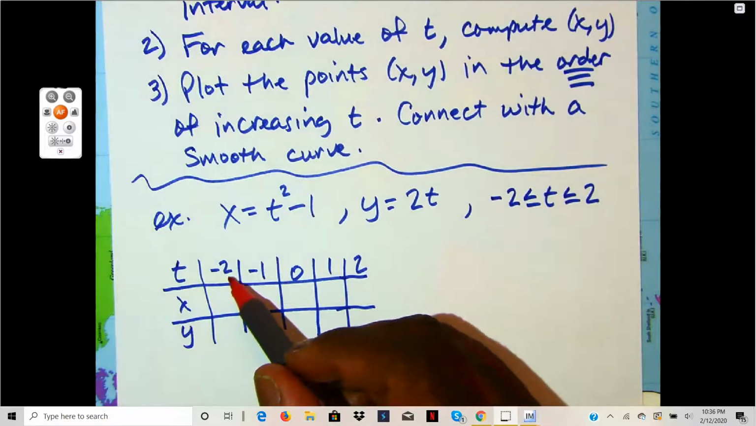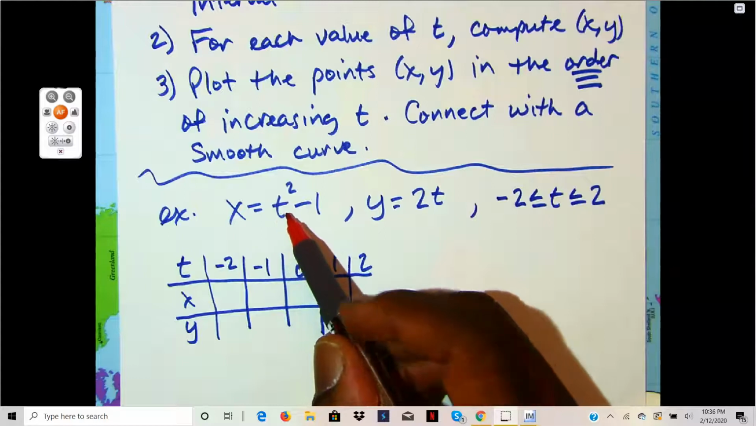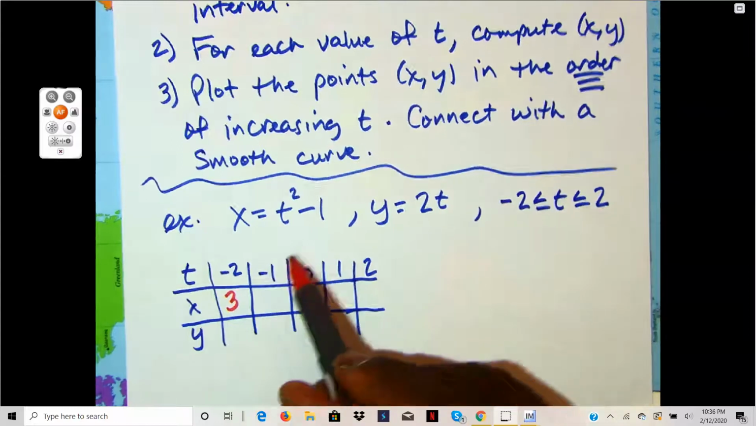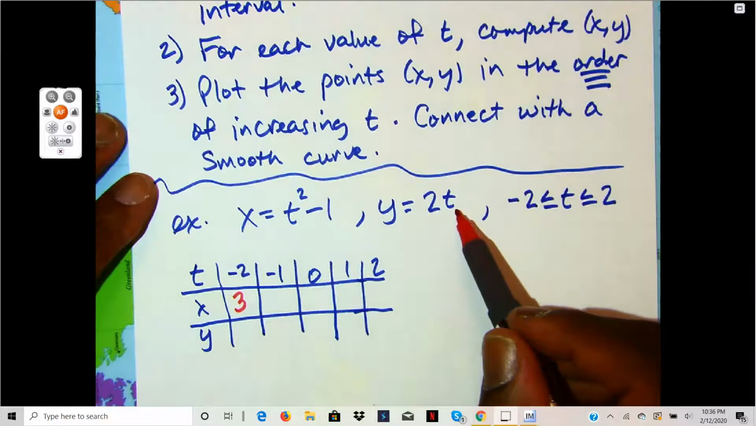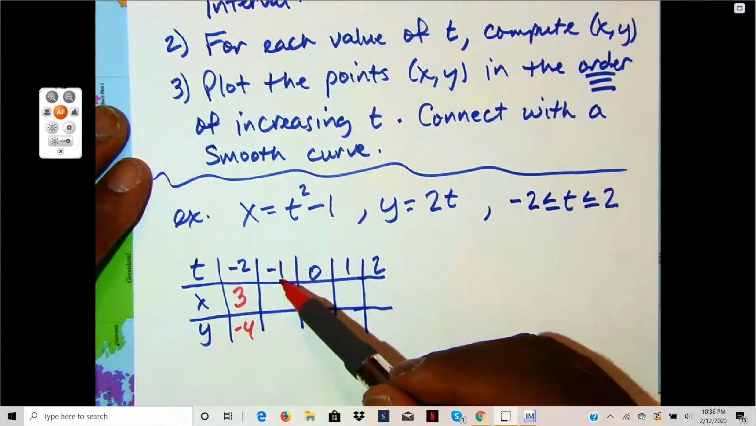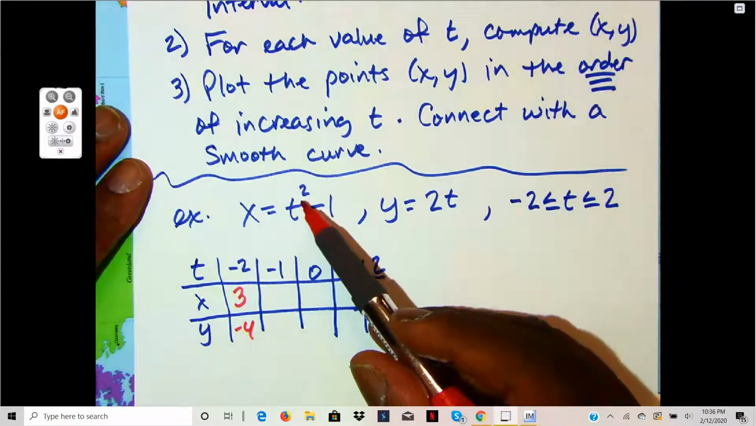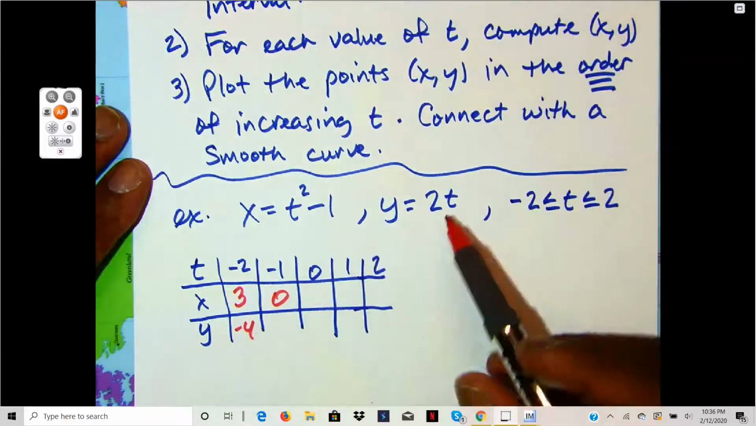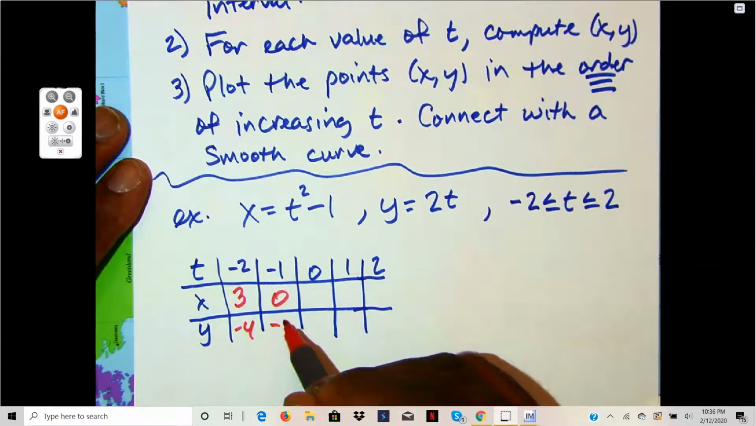So when t is equal to -2, x will be -2 squared, which is +4, minus 1. So x is 3. At t equals -2, y is going to be 2 times -2, which is -4. When t is equal to -1, we're going to get -1 squared, which is +1. 1 minus 1 is 0, so x is 0. When t is negative 1, y is going to be 2 times negative 1, so that'll be negative 2.